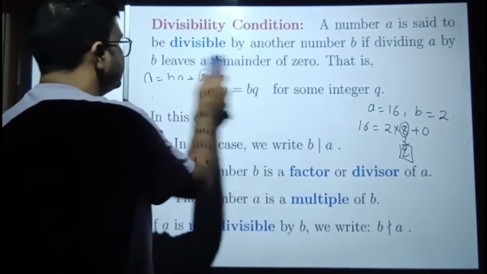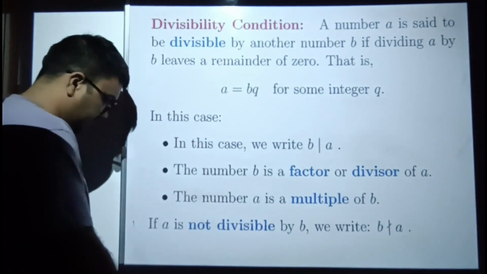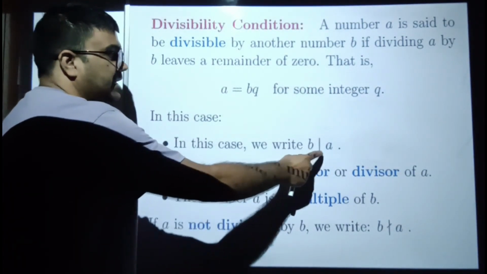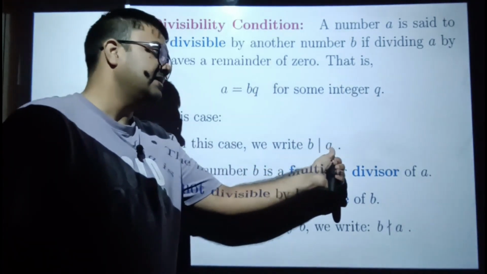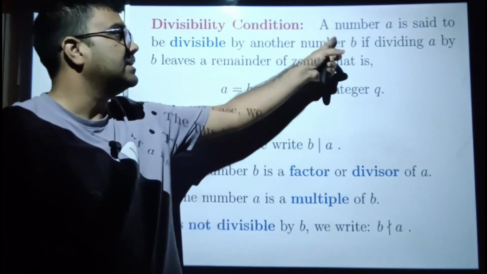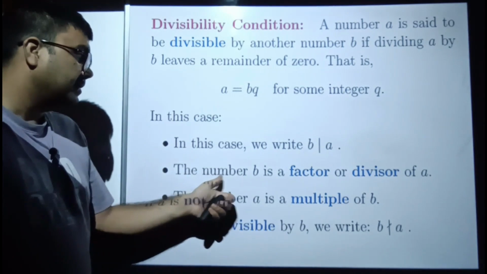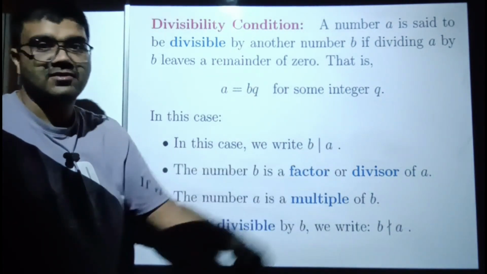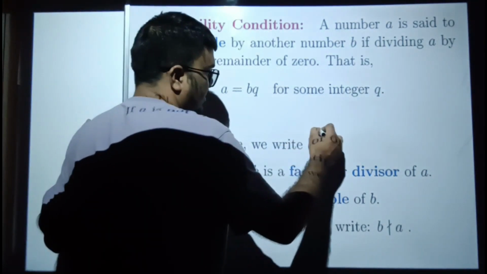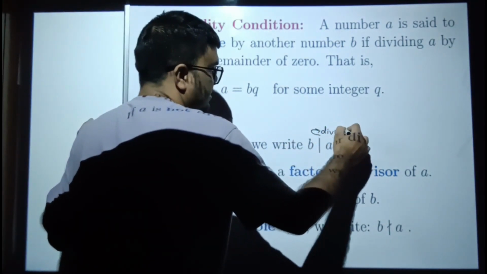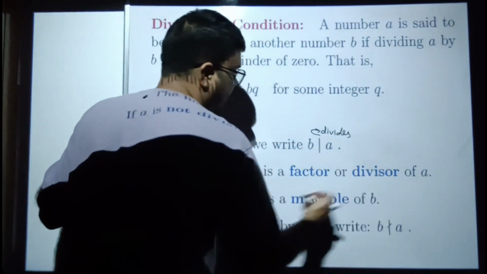And how do we write this? If we are saying that a is divisible by b, we can write it using this notation, that b divides a. We read it as b divides a. We are talking about this condition. Or the number b is a factor or divisor of a. These are the terms we are using over here. Either we say b divides a, or we can say the number b is a factor or divisor of a.